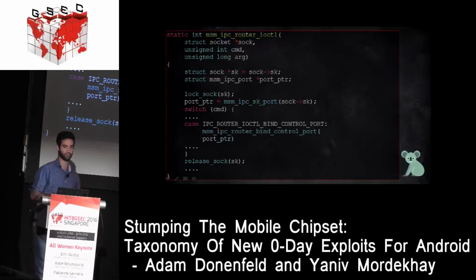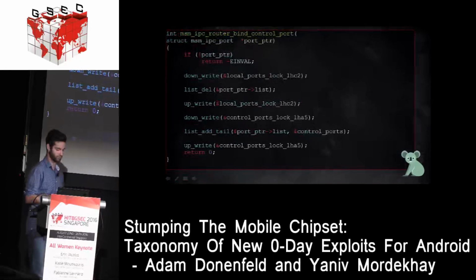Now, how is the conversion actually done? So for each socket, there is a list. There is a list of the client ports, and there is another list for the control ports. And the conversion is basically taking a socket from list A and putting it in list B.